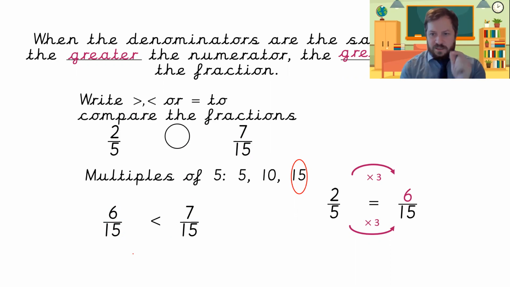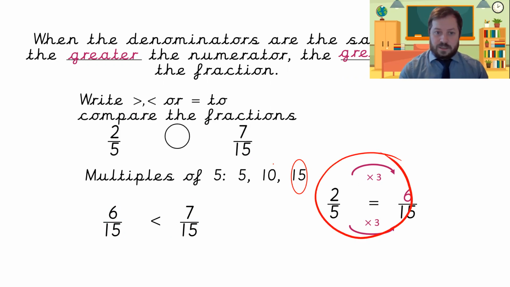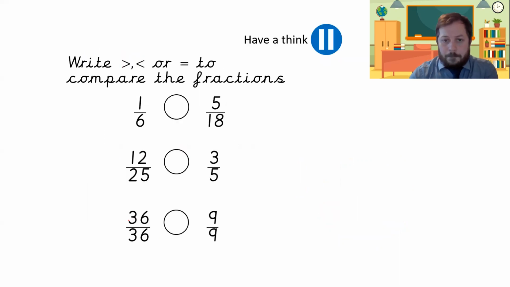Because 6/15 and 2/5 are the same, which is what this tells us, then this one means it's the same as this. And that's all because of equivalent fractions. We are just finding a fraction which is the same as each other. And that means we can compare fractions with the same denominator and know that this one would be the same as this one. So, pause now and have a think at these ones for me.